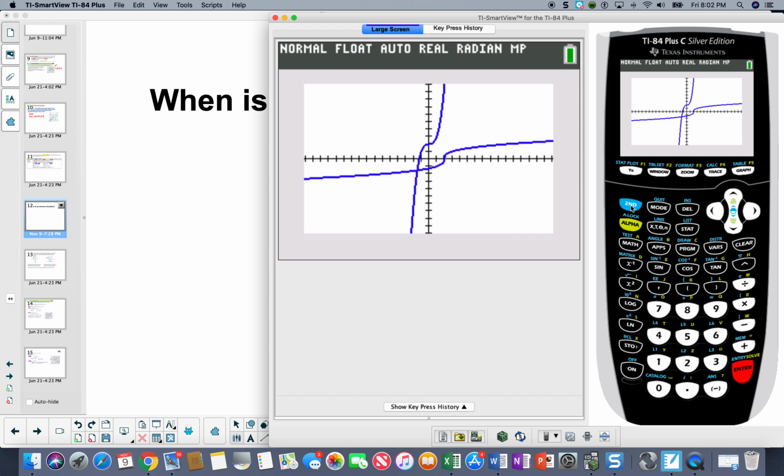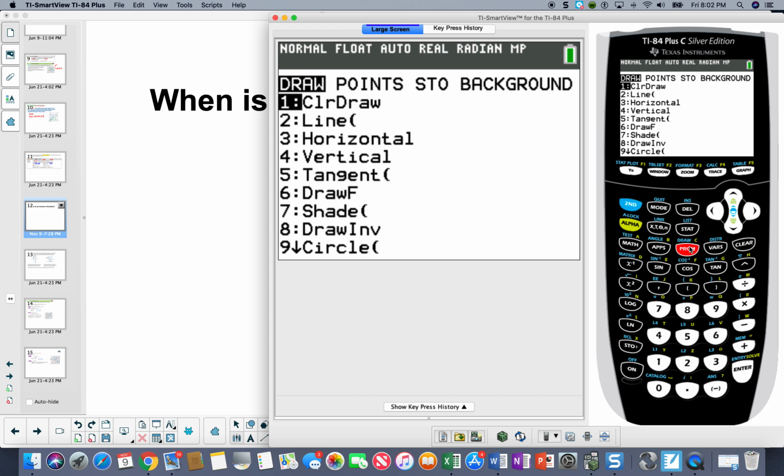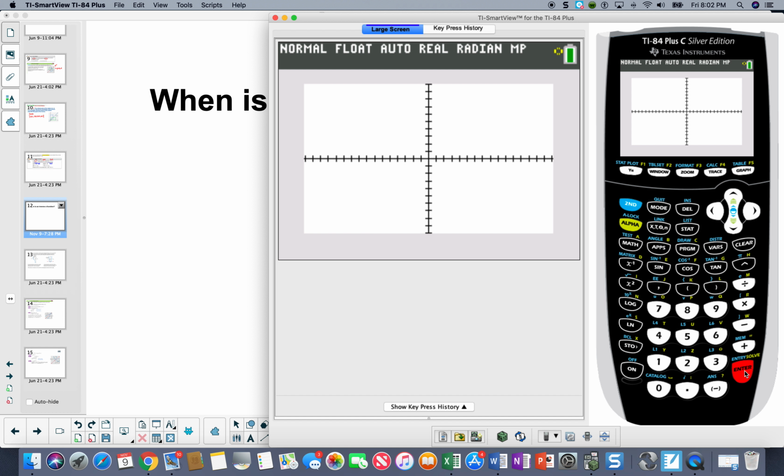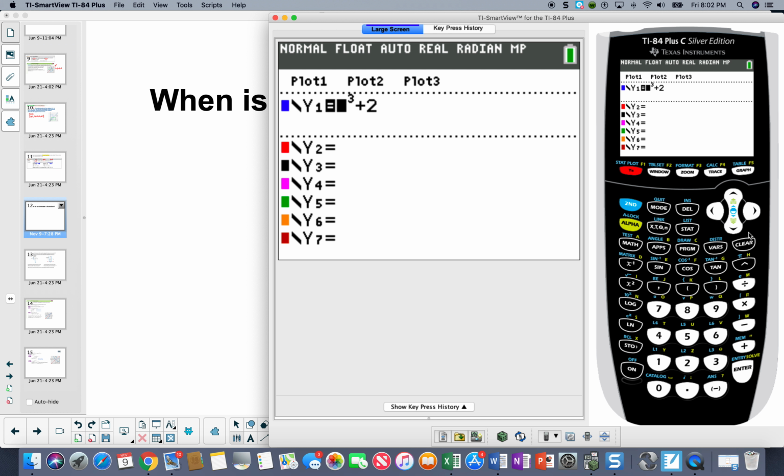All right, so I'm going to take away the drawing. So I'm going to enter here, and then I'm going to go back to y equals. And I'm going to write another function here.